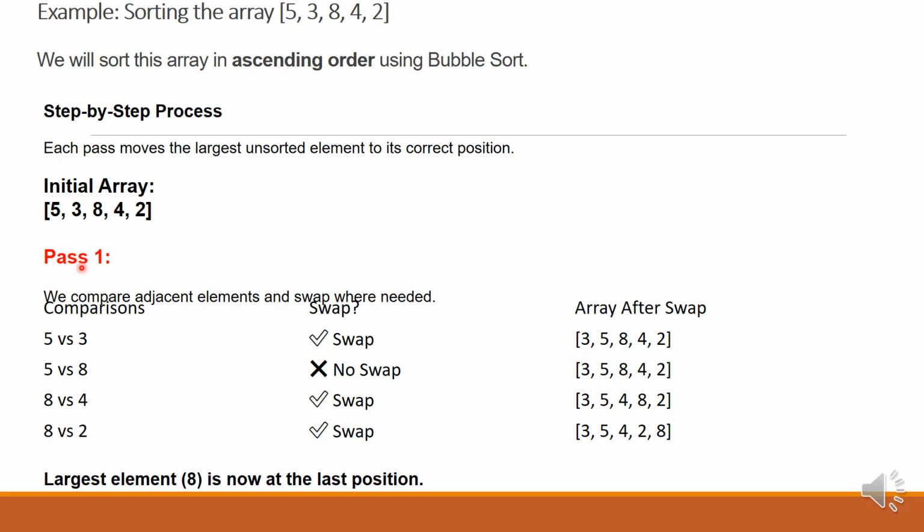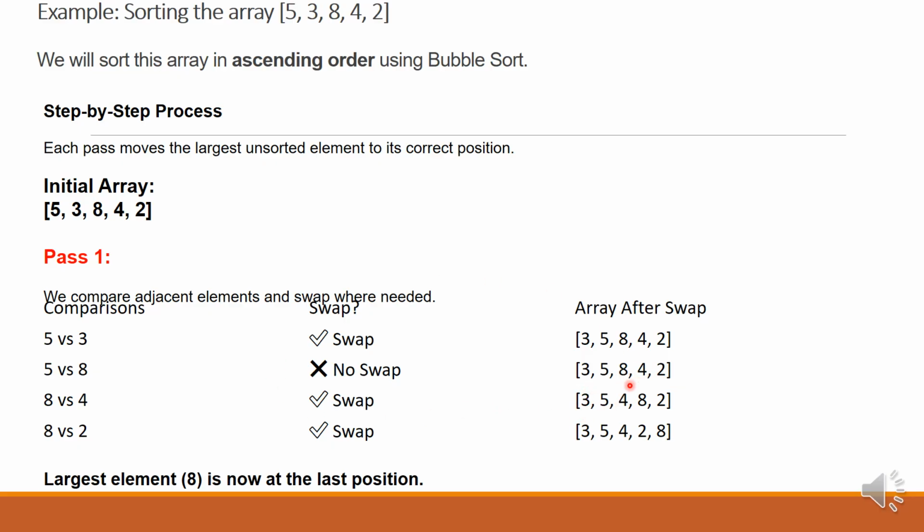In pass 1, for the first iteration, 5 will be compared with 3. Swapping is required because 5 is greater than 3. Now swapping is done. Next, 5 with 8 will be compared, so no swapping is required, because the first element is not greater than the next, so no swapping, it stays as it is.